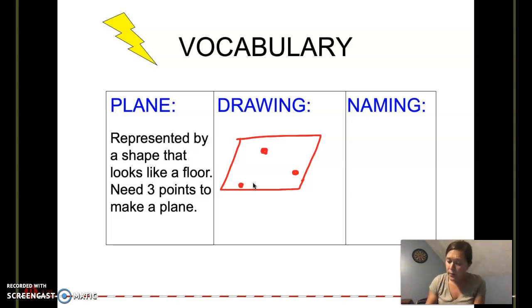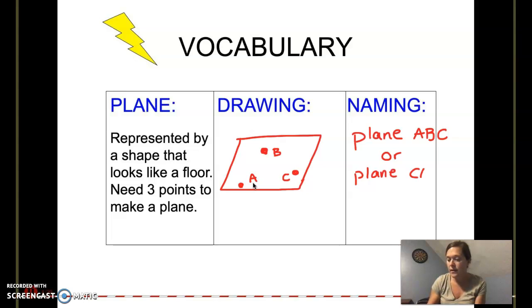Okay. So if I were to name those 3 points, let's say point A, B, and C, the way that I would name this plane is I would write out the word plane, and then I would do any combination of those three letters. So plane ABC, or it could be plane CAB, or it could be plane ACB, or whatever combination. Any other combination that we would want to make. Okay, so work your way through those.